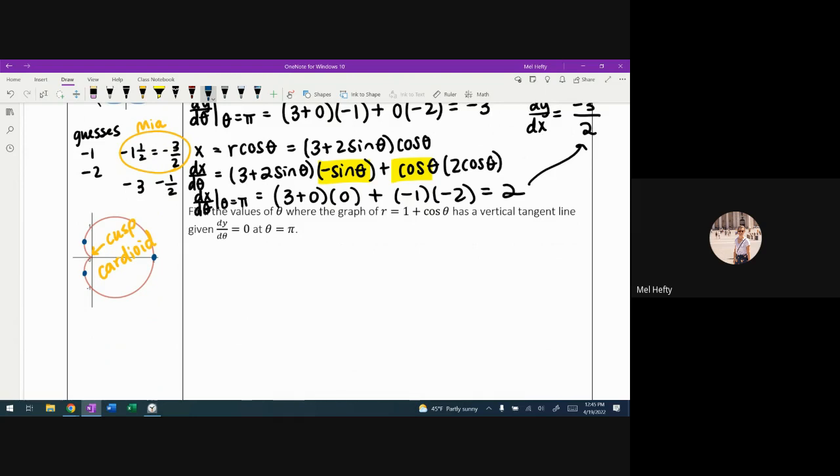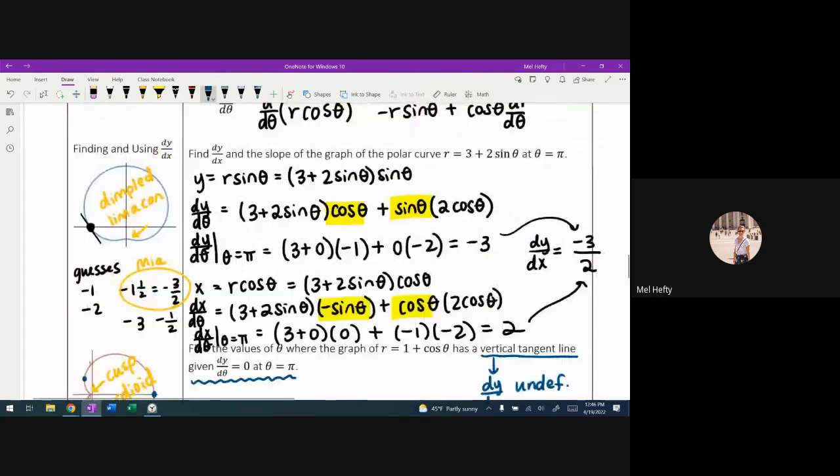We do get an odd piece of information, which we will talk about. They're telling us that dy d theta equals 0 at theta equals pi. We're going to talk about what that means in a second. How do I find where something has a vertical tangent line? Slope is undefined. How do we say slope in calculus? Which derivative? dr d theta, dy dx. All right, dy dx needs to be undefined.